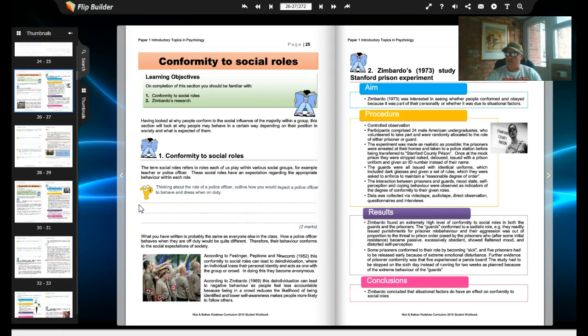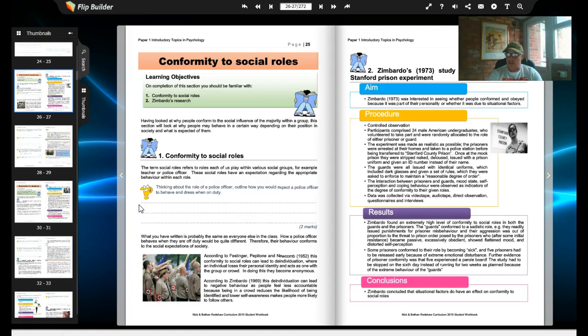The results. Zimbardo found an extremely high level of conformity to social roles in both the guards and the prisoners. The guards conformed to a sadistic role, e.g., they readily issued punishments for prisoners' misbehaviour, and their aggression was out of proportion to the threat to prison order posed by the prisoners, who after some initial resistance became passive, excessively obedient, showed flattened mood, and distorted self-perception.